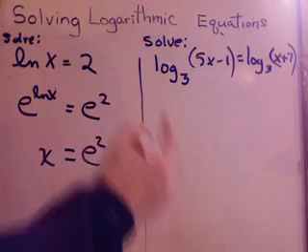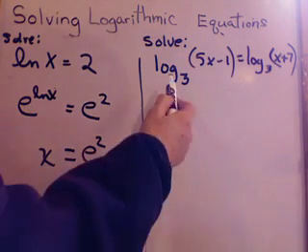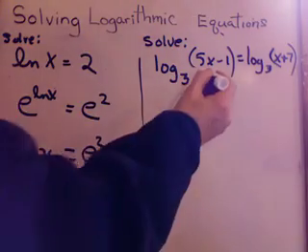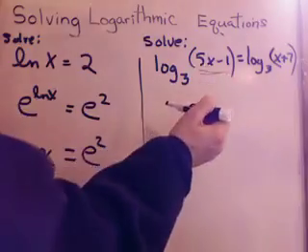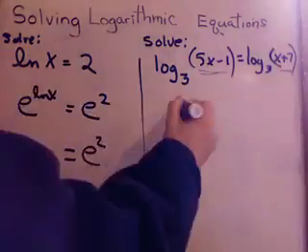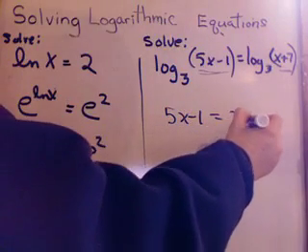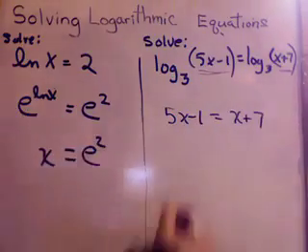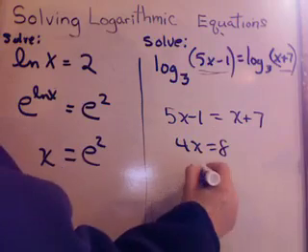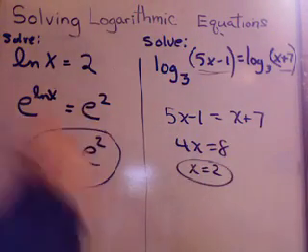All right, let's try solving this logarithmic equation. Now you'll notice both sides have log base 3. That's important. This value here must equal this value here. Well, that's an easy solve, so let's just do 5x minus 1 equals x plus 7. Solving for x, how about 4x equals 8? X equals 2. So, those are the two answers.